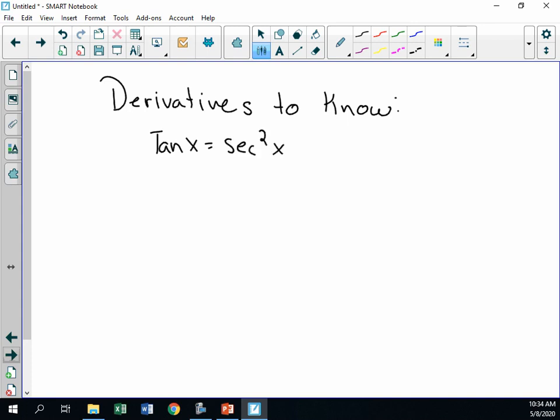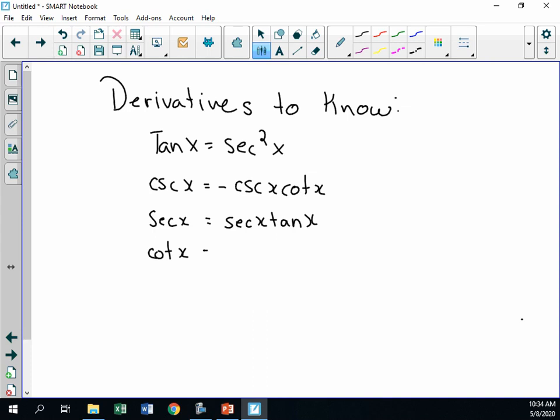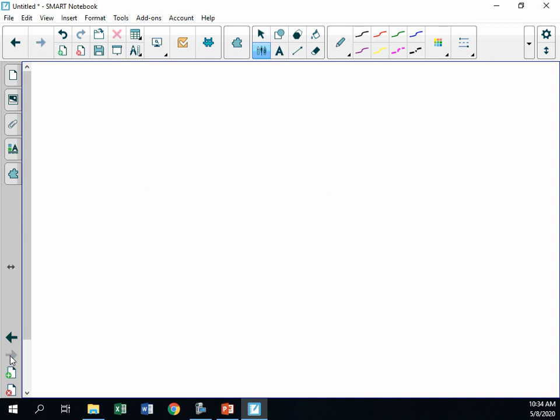The derivative of tan is secant squared. Cosecant x is negative cosecant cotangent x. Secant x is secant x tan x. And again, you don't need to know the proofs for any of these. You just need to know them. So let's just try a couple examples.